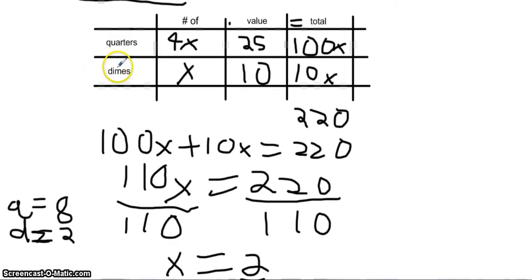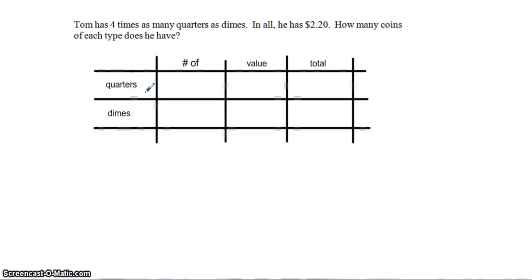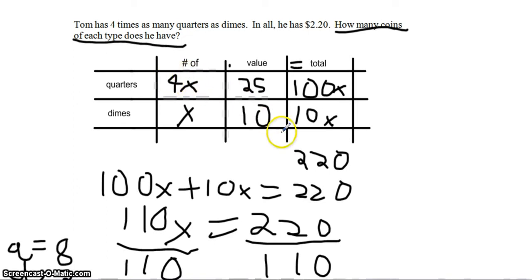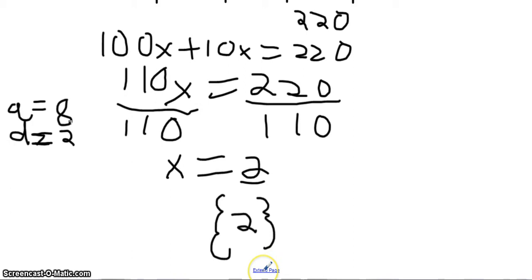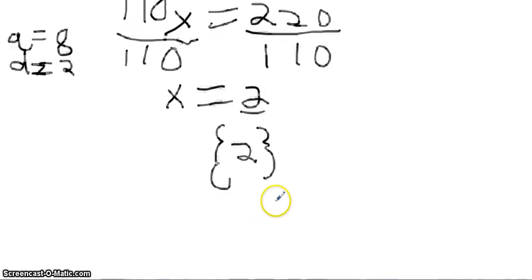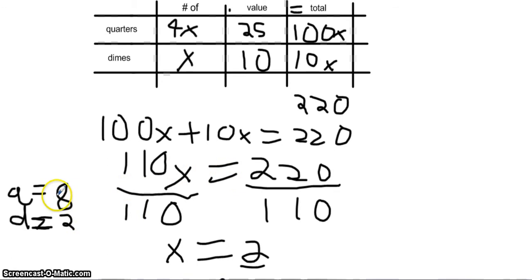Now let's check our work. So since we figured out that we have 8 quarters and 2 dimes, and since the value of 1 quarter is 25 cents and the value of a dime is 10 cents, we're going to do 8 times 25 and 2 times 10, and we should get 220.